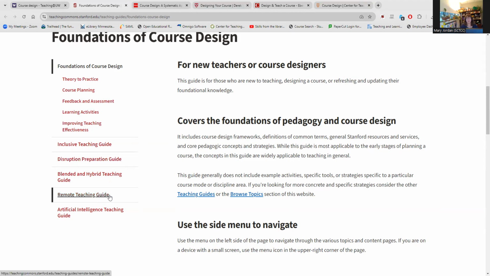So many folks are teaching remotely, teaching online, whatever that means in your class. It's good to have more instruction. Disruption preparation guide. I don't know if you know this, but man, classes get disrupted. And maybe it's students who get disrupted while you are trying to lecture. Maybe it's an earthquake at the building. I don't know, but it's good to be prepared for that.